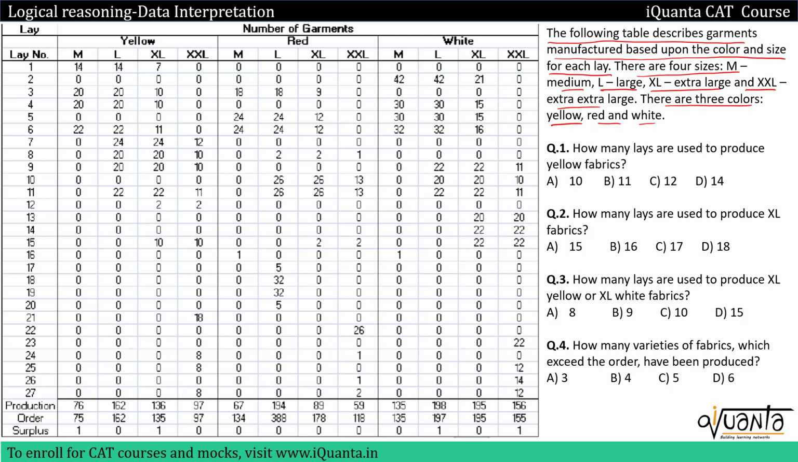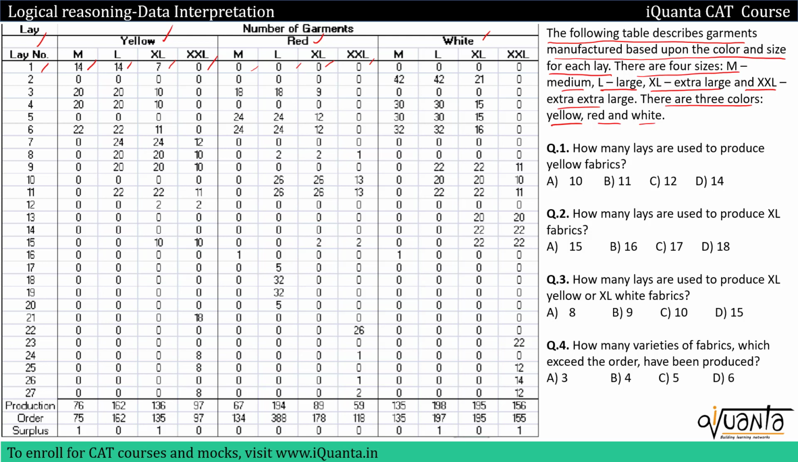So now in the table given to us we have a lot of data given. We can see that we have lay number 1, 2, 3 up to lay number 27. We have in lay number 1 these many yellow clothes having different sizes. Like in lay number 1 we have 14 medium, 14 large, 7 extra large and 0 extra large. Okay, similarly number of red garments in lay number 1, medium, large, XL, XXL, all are 0 given to us. Similarly for white color as well. So for each lay we have been given these details.